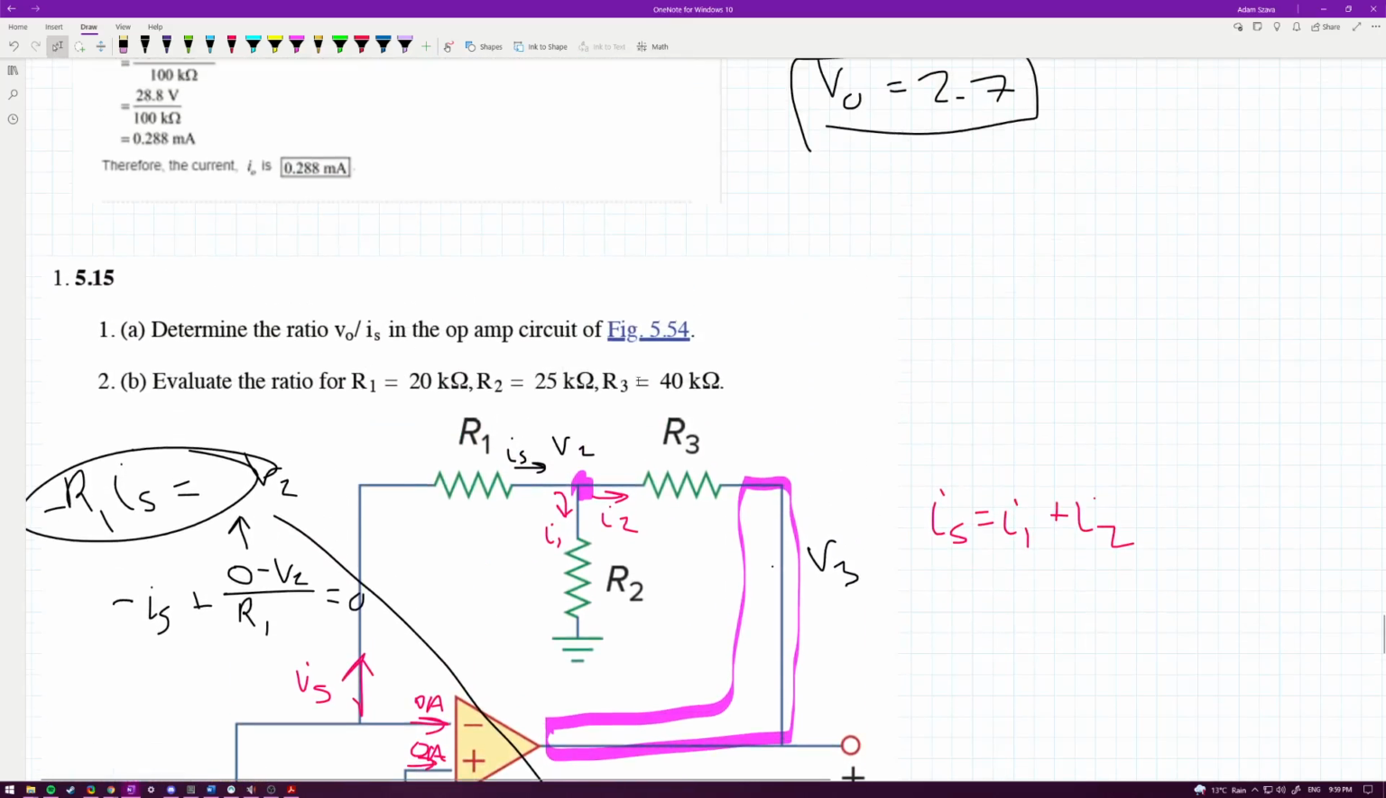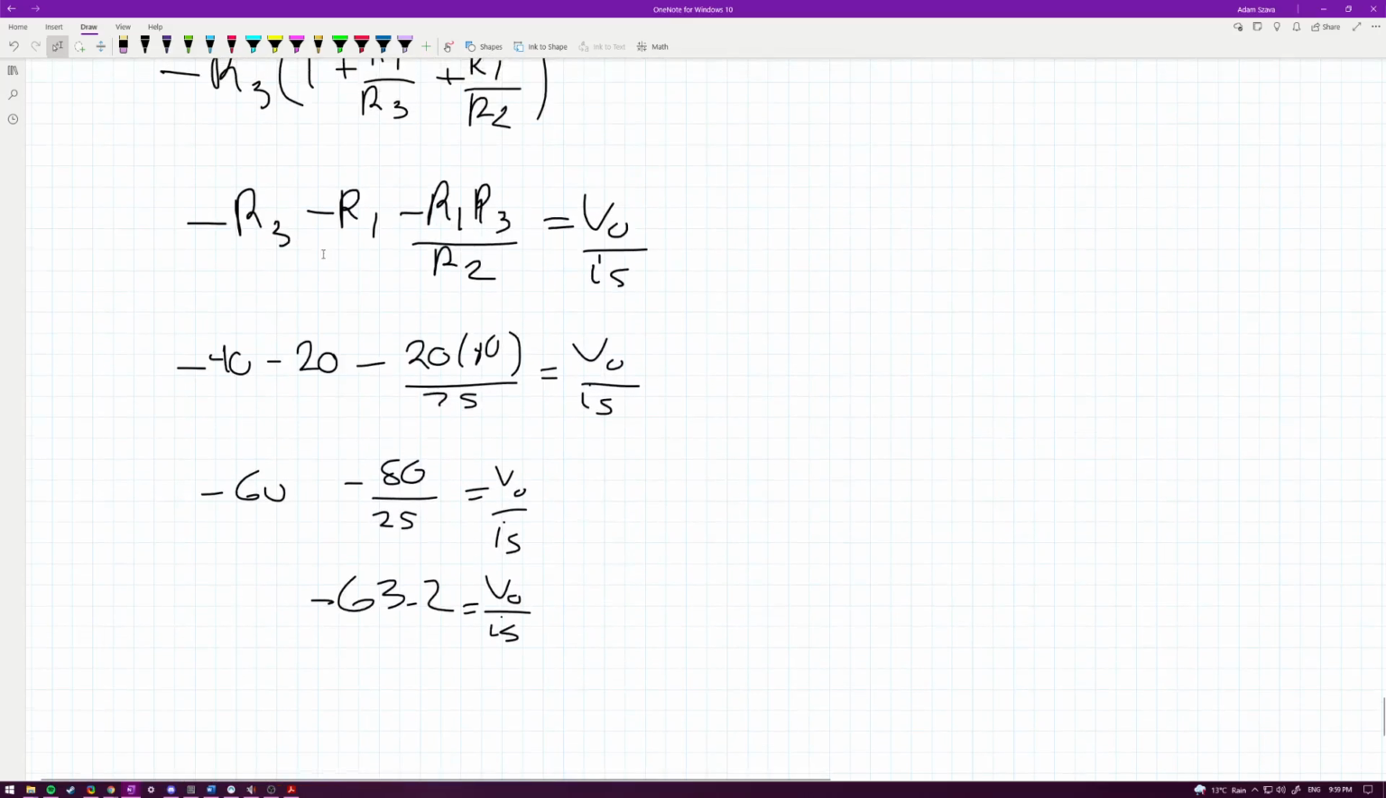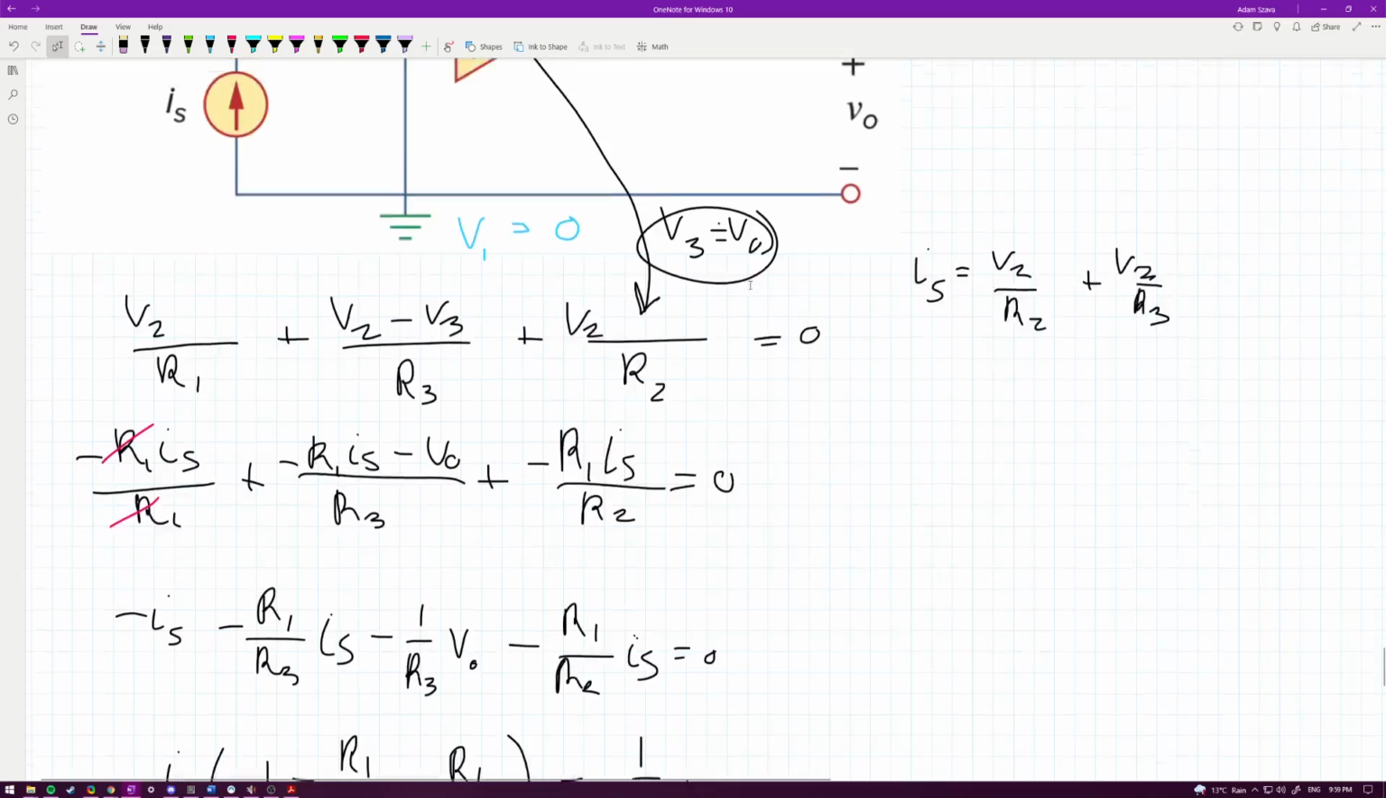20 kiloohms, 25, 40. 40. 20. Let me try doing it as well. 20 times 80. 20 times 40 is 800. Negative 92? Yeah, negative 92. Okay, yeah. This is 800. 100. Oh, okay. There we go. Okay, yeah, I'll run through it.